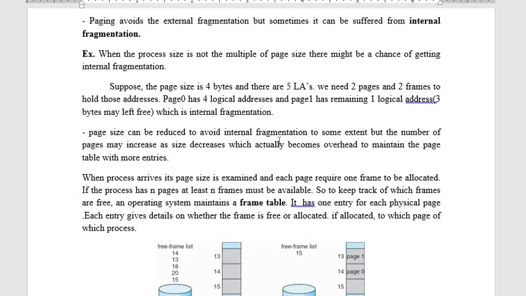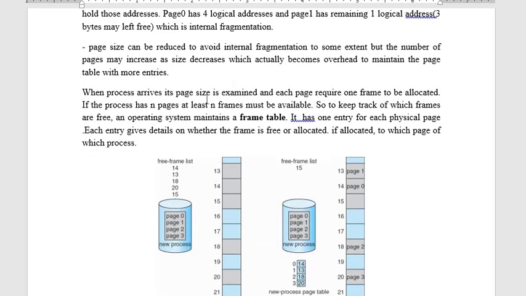So internal fragmentation can be avoided by reducing the page size, but it is not always feasible, because as you keep on decreasing the page size, the number of pages will increase. When the number of pages increases, definitely it is an overhead to the performance of the system.